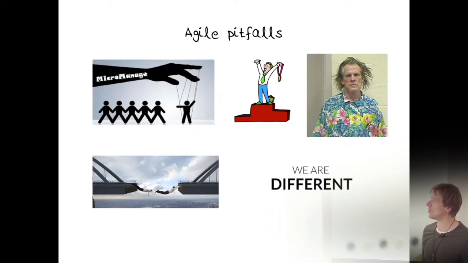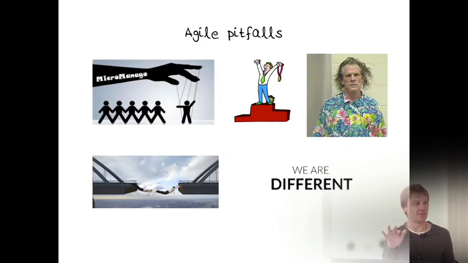Some pitfalls when implementing Agile. Micromanaging needs to go away, because you no longer have a manager who tells you what to do. Because remember, the teams are self-organizing. The manager has no say in what and who exactly does what. It's the team that decides, right? And this is not comfortable because for many managers, that's what manager means: I know better what you should be doing, so I'm telling you what you should be doing.